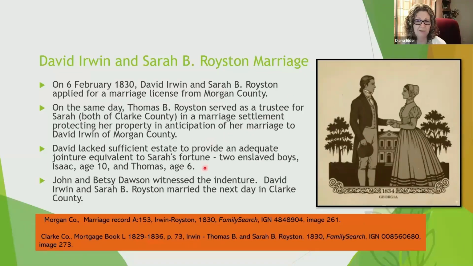And because when a woman in this time, the 1830s in America, married, her property all became that of her husband's. And so they drew up a form, and David lacked sufficient estate to provide an adequate jointure equivalent to Sarah's fortune. So he didn't have the same amount of property as she did. And the property was two enslaved boys, sadly, Isaac and Thomas.